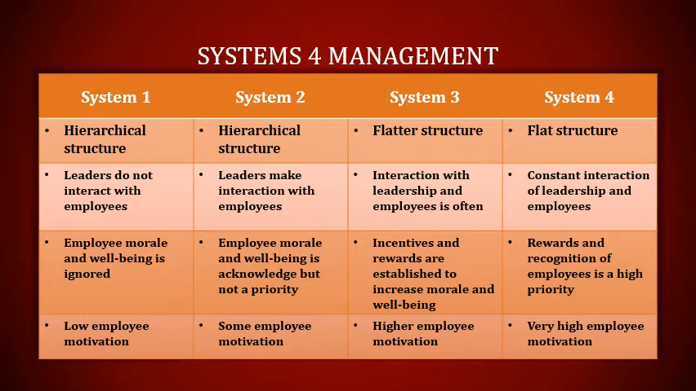This slide shows a table that features some of the characteristics of each category within the Systems 4 management. And we'll see that starting with System 1 and moving to the right, each system becomes more effective than the last. So with System 1, it has a hierarchical structure. Leaders do not interact with employees. Employee morale and well-being is ignored, and it has low employee motivation.